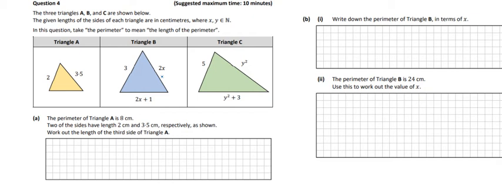Two of the sides have length 2 and 3.5 centimeters respectively. Work out the length of the third side. So they all must add up to 8. So all we have to do here is 8 and then take away 3.5 and take away 2. Or what you could do is 2 plus 3.5 first, and then whatever you get, you take it away from 8.